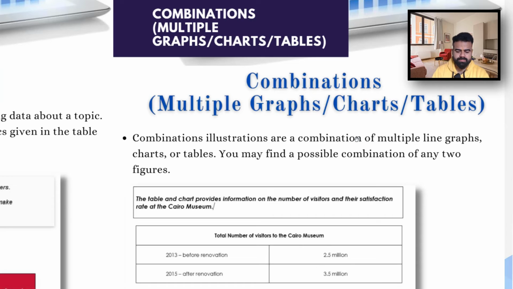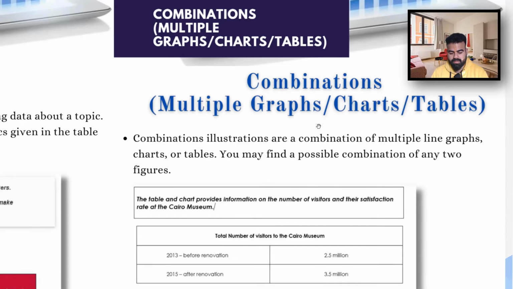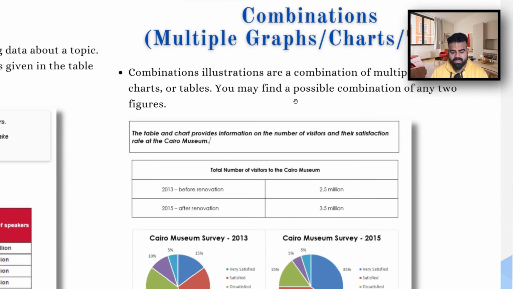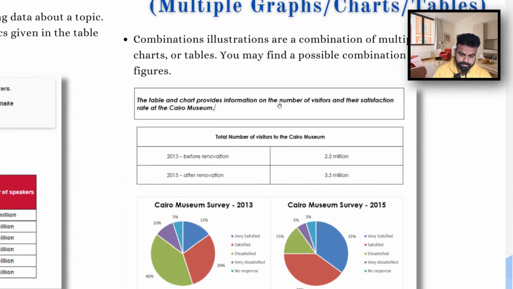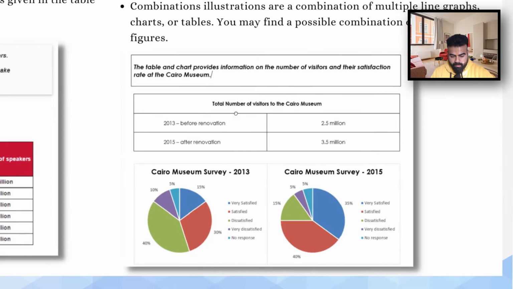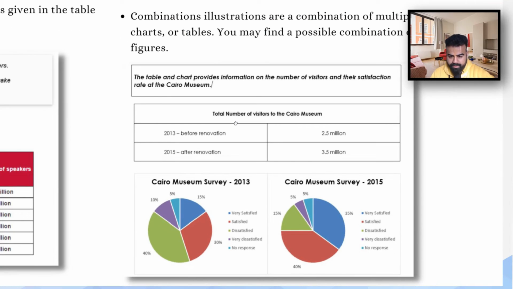So combinations. Sometimes you may get a combination of two types of graphs, like in this example, where we have got a pie chart and a table. Here you can see the examiner has provided us a table that tells us about the number of visitors to Carrier Museum, and in the pie chart we are provided with feedback.